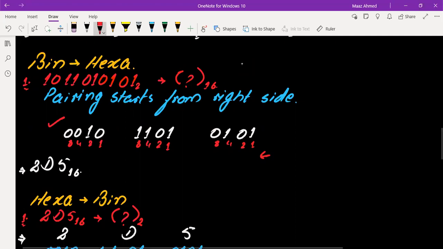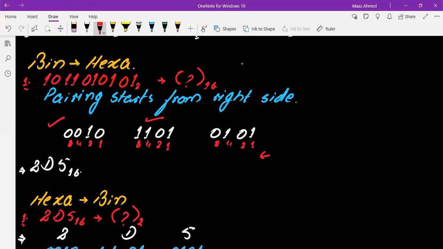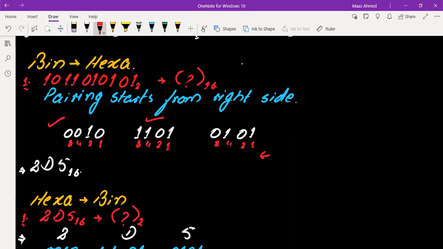Then for the second pair, 8 is on, 4 is on, 12, 12 plus 1, 13. But we do not write 13 over here. As you cannot write 13, instead of 13 we will be writing a D over here. I just wrote a D, as you can see. For the last one, 4 is on and 1 is on. So what will it make? 5. Great enough. So we got the answer 2D5 base 16.